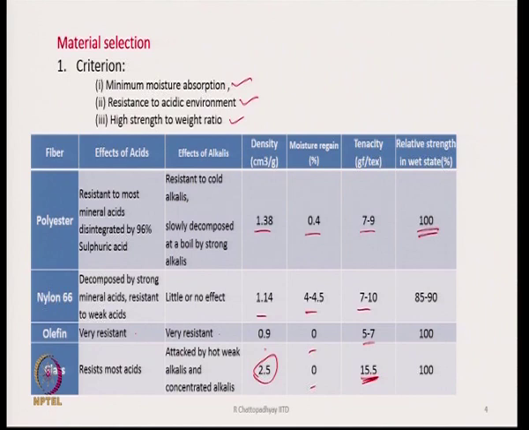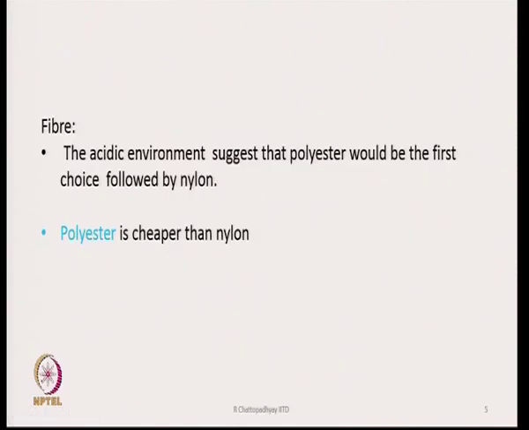So, like that, if we go to olefin fibers, the tenacity is on the lower side, and therefore we have to discard this, though otherwise it was okay: moisture regain is 0, no change in strength when it is wet. So, we are left with two fibers now, polyester and nylon. Both are good in some respect, but if we see the resistance, the acidic environment will suggest that polyester will be the best and it should be the first choice, then followed by nylon.